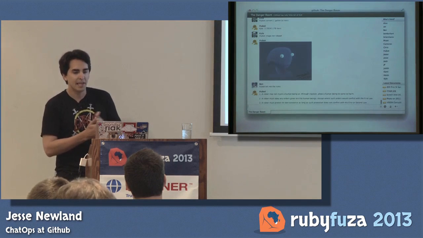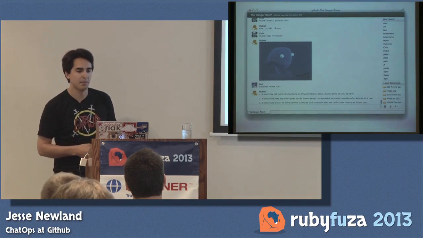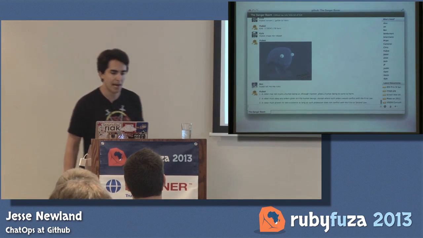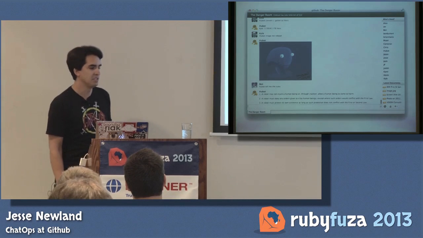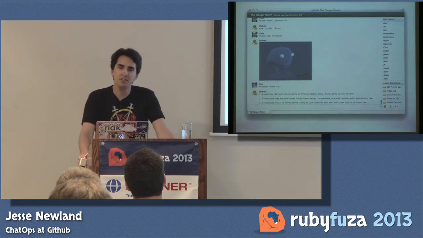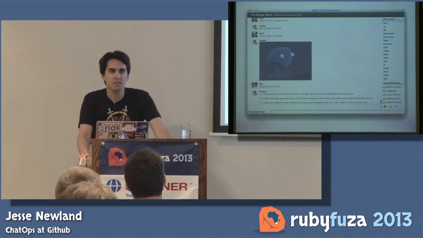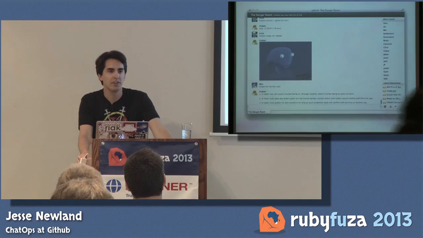So Hubot began as a very, very simple Campfire bot. You can do things like math and return funny images. But it doesn't do just that anymore. It's evolved into something completely different. Hubot has evolved into essentially the primary control surface for our entire infrastructure.